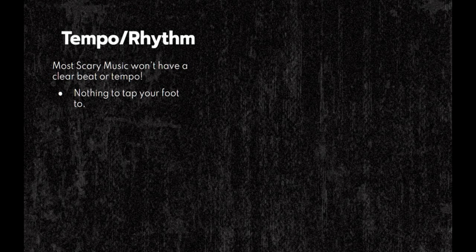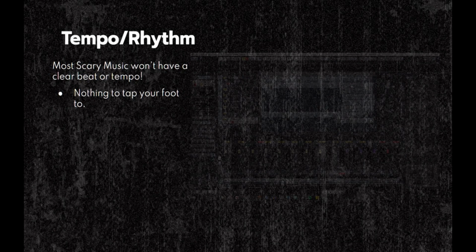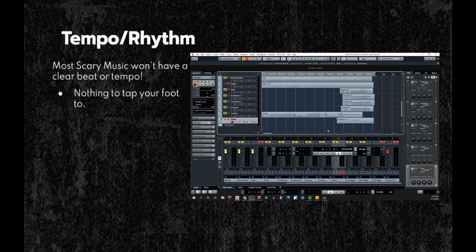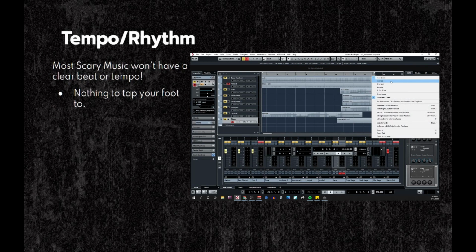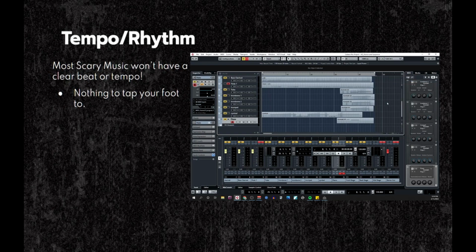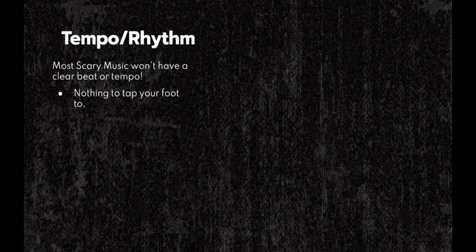In fact, when I wrote this piece, I didn't even bother setting a specific beat or figuring out a time signature to work with. Instead, I changed the ruler display in Cubase from bars and beats to seconds, which removes the different measures and beat subdivisions from my editor window, and replaced them with a linear display of how many seconds and minutes I was working with.